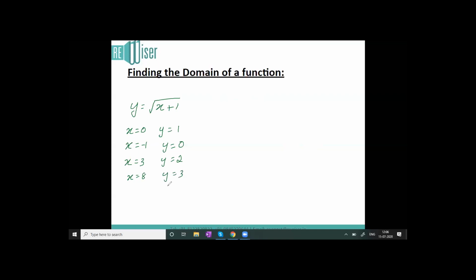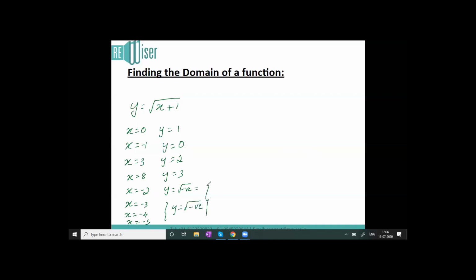Something like this. Now what happens when x is negative 2? So y would be root of some negative number. And if you type root of any negative number in your calculator, you'll be getting something like math error. Basically, these are known as imaginary numbers, which don't exist, which are not real numbers. And not only when x is minus 2, let's say when x is minus 3, minus 4, minus 5, for so many values, your y would be root of some negative numbers.